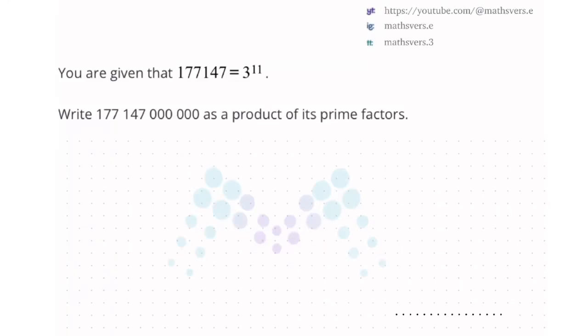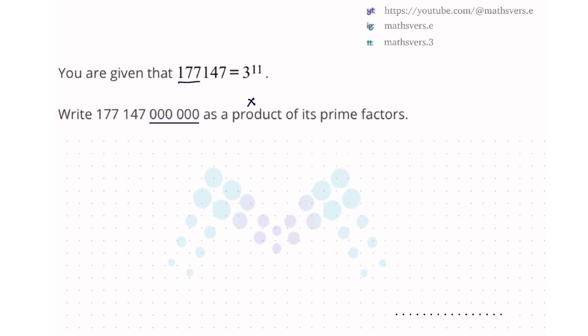The question says you are given that 177,147 is equal to 3 to the power of 11. Right, write 177,147 with another 6 zeros over here as a product of its prime factors. So again, when you have a product of prime factors, you can only multiply prime numbers together to give you the number that they want.